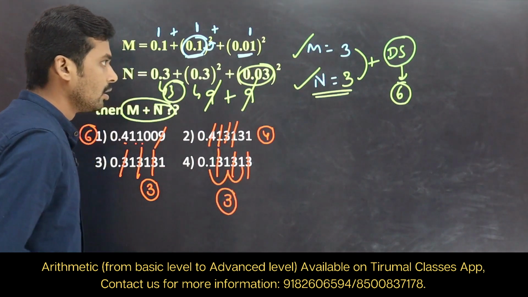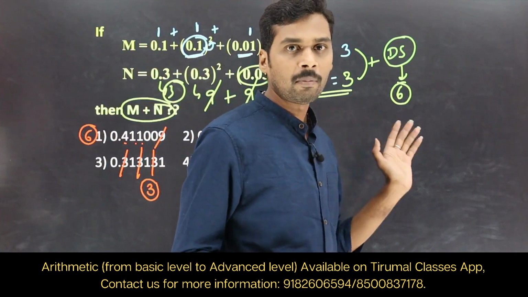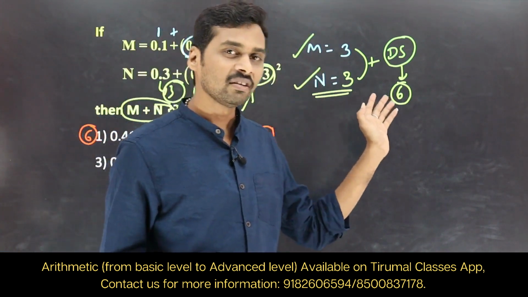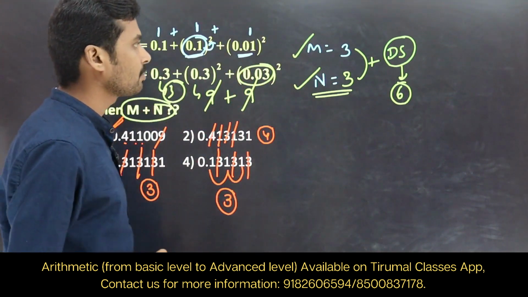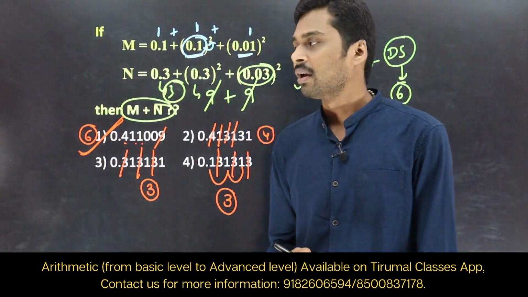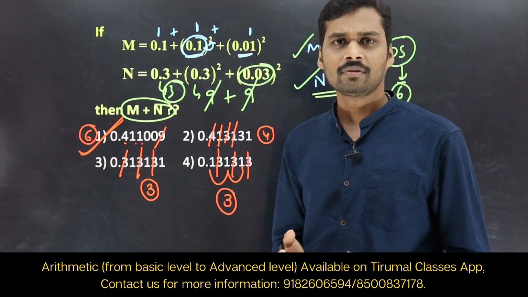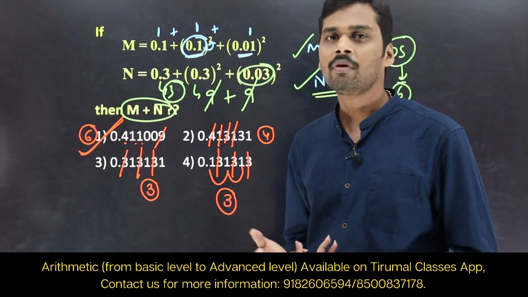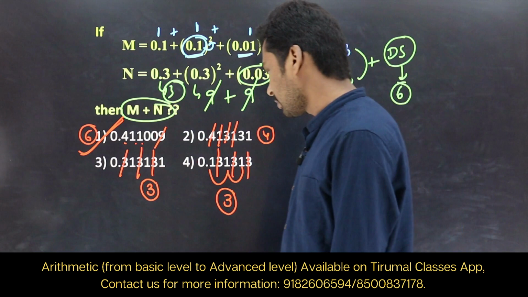So which is the right option? The complete problem DS value is what? 6. So which is there in the first option? So clearly first option is the right answer. Okay. So it takes around 10 seconds to finish the answer, right? It won't take much time. Okay. That's a simple thing. Let's look at the next problem.